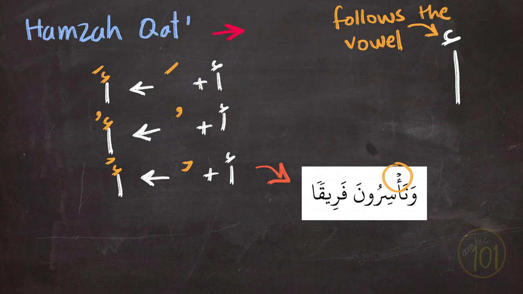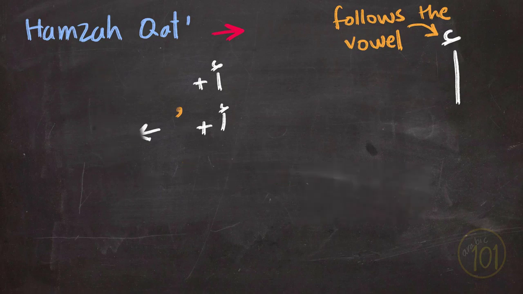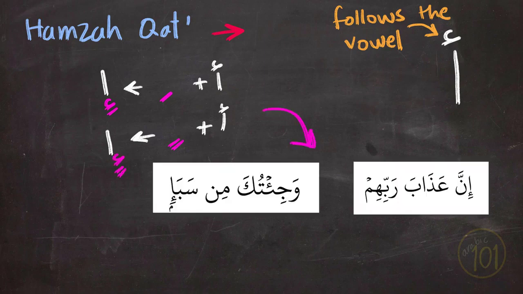And on the other hand, any sign that comes underneath the letter makes the sign of Hamzat Qat appear under the letter, like in these examples.